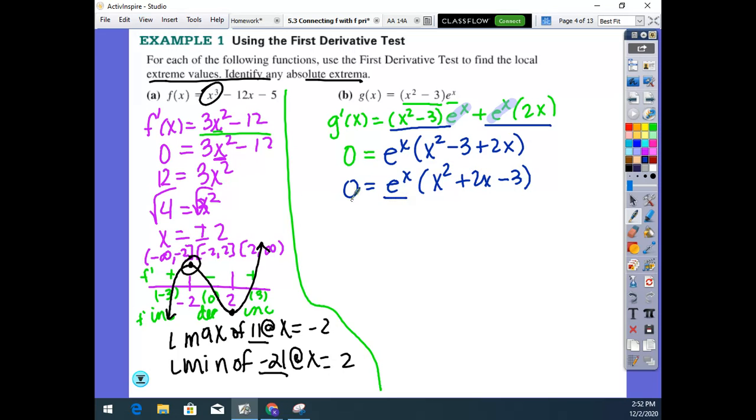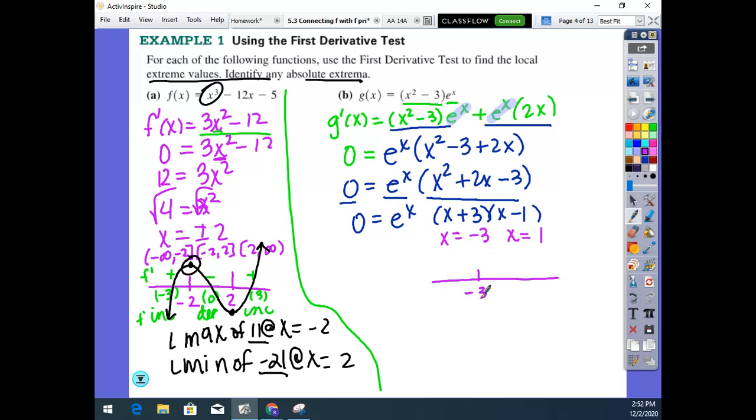Now, e to the x can never equal 0, so my derivative will only equal 0 when the quadratic is 0, which is factorable, x plus 3, x minus 1. So our zeros only occur when x equals -3 and x equals 1. So think of your sign chart, -3 and 1. I'm going to make my intervals.